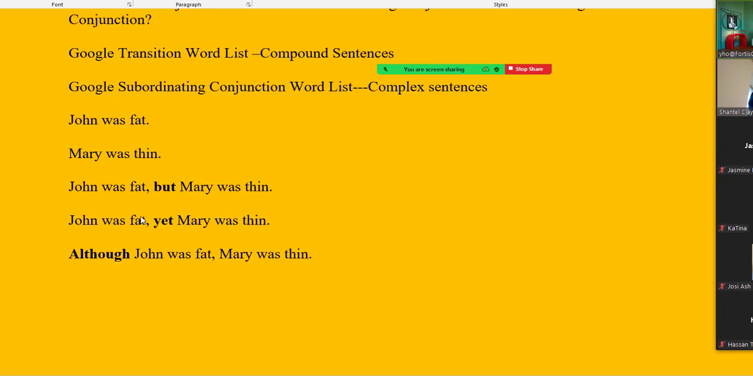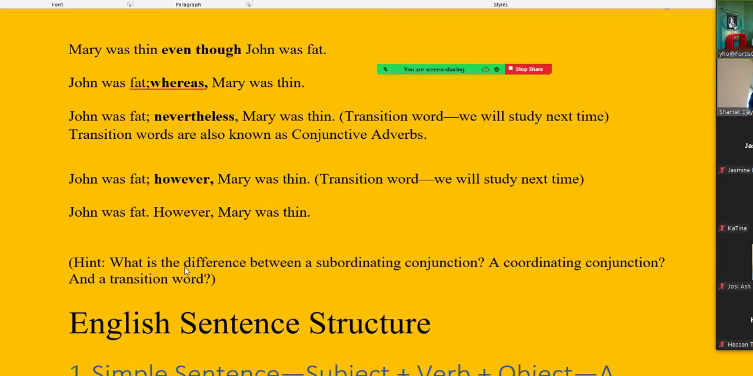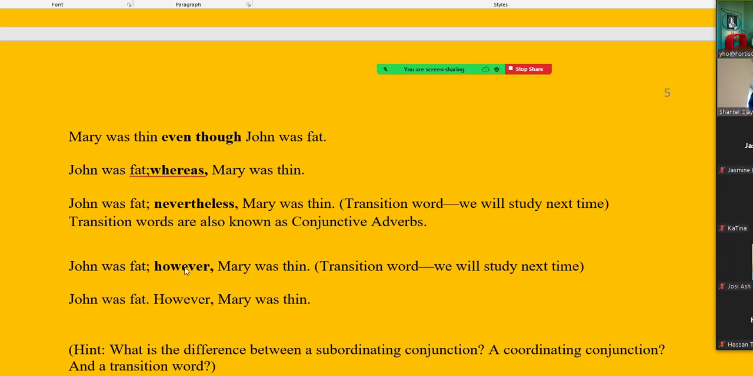And then all of this, but, yet, although, even though, whereas, nevertheless, however, all of these are different ways of saying but. So that's an easy way for you, so that when you write your story, you don't keep saying but, so, and. So this way, when you use some of your conjunctions, some of them are coordinating conjunctions, some of them are transition words, and then some of them are subordinating conjunctions. You vary your sentence structure, so you're not just saying and. And so here, John was fat, whereas Mary was thin.